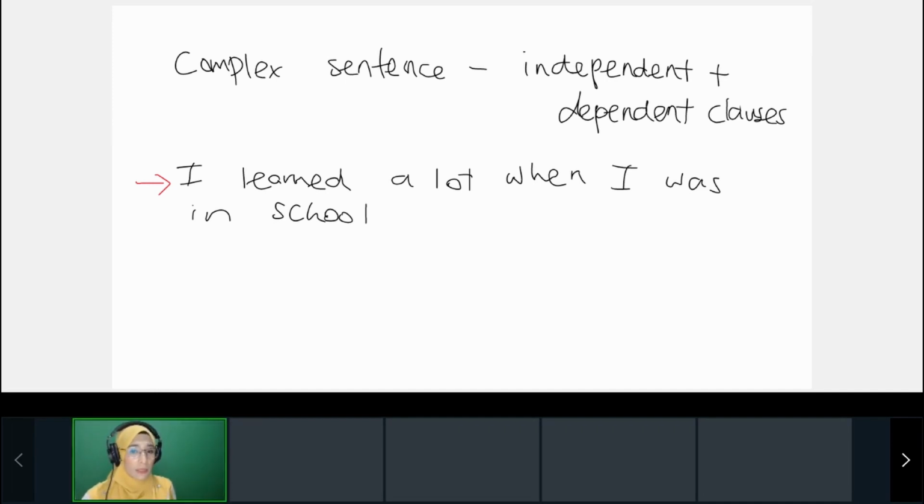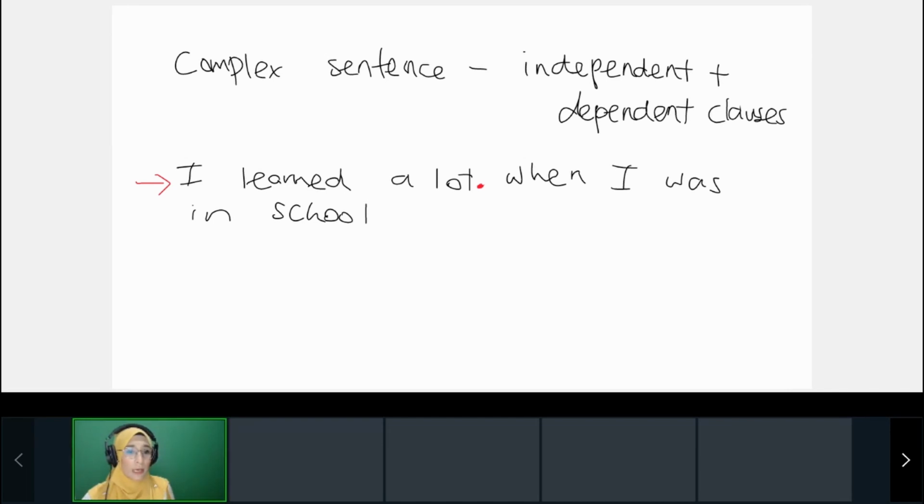Is that considered an independent clause? I learn a lot. Yes or no? What do you think? If let's say we put a full stop here, independent just shows that it's on its own. Okay, so I learned a lot.